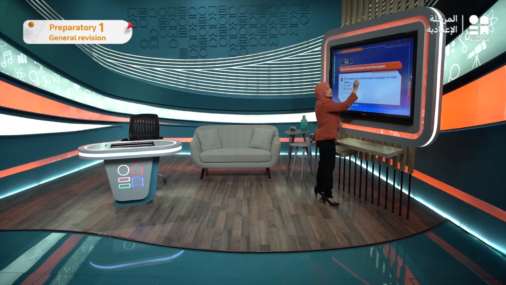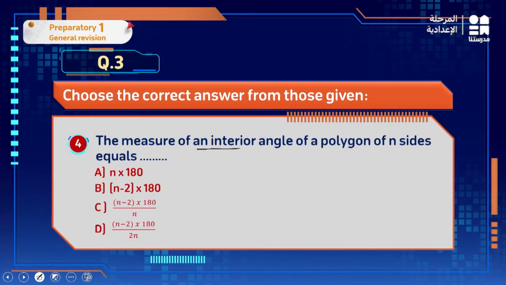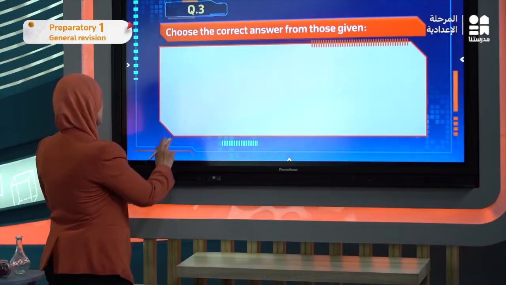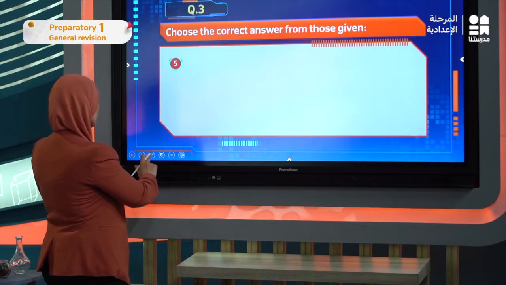Number 4. The measure of an interior angle of a polygon of n sides equals what? We have a rule for it. The formula is (n minus 2) times 180, divided by n. So the correct answer is C. Number 5.